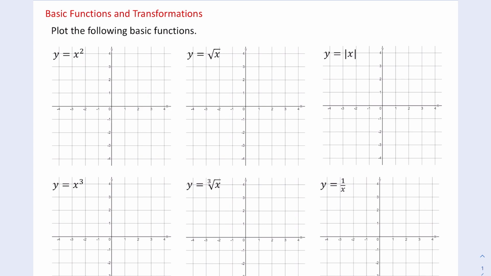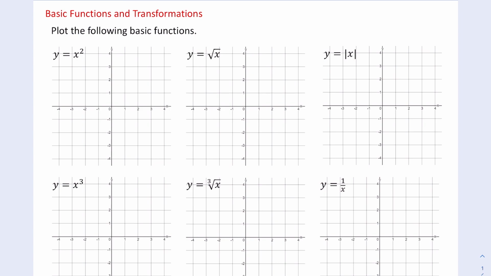Hello class, this topic is on basic functions and transformations. We will begin by reviewing these 6 nonlinear functions, and then we'll discuss how to transform them by stretching them, shifting them, and/or reflecting them across either axis.